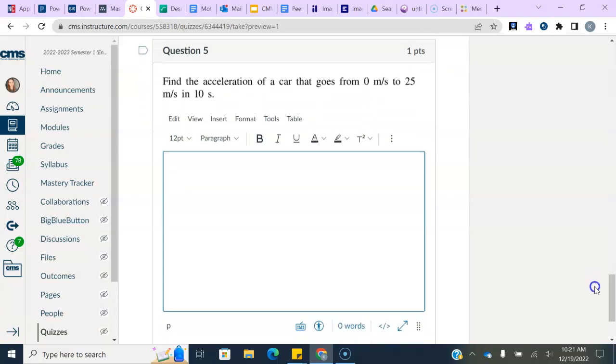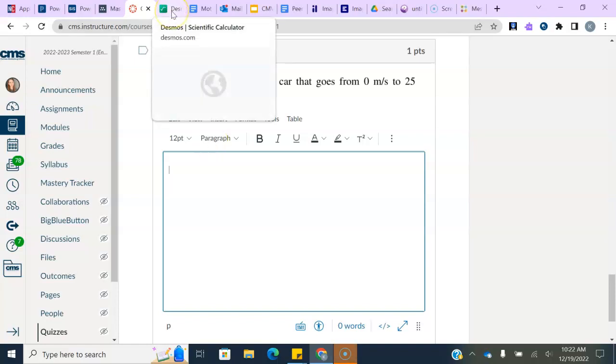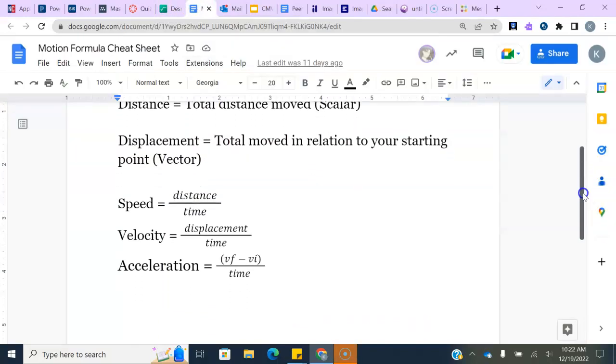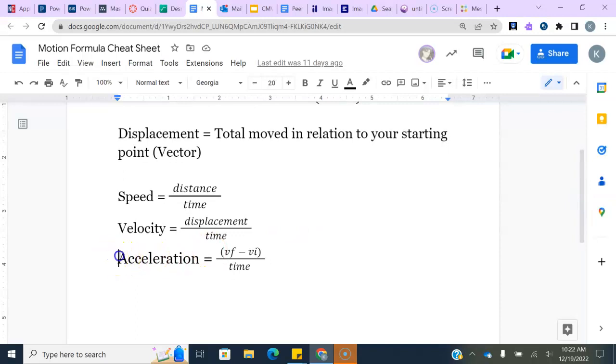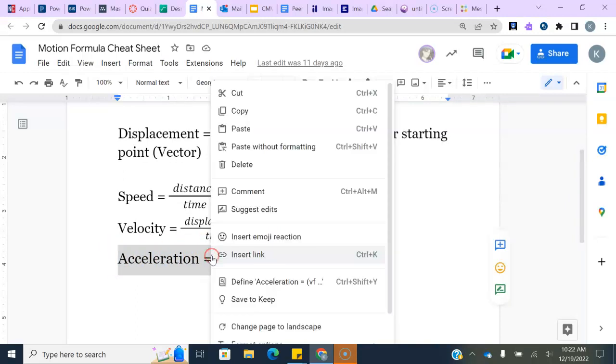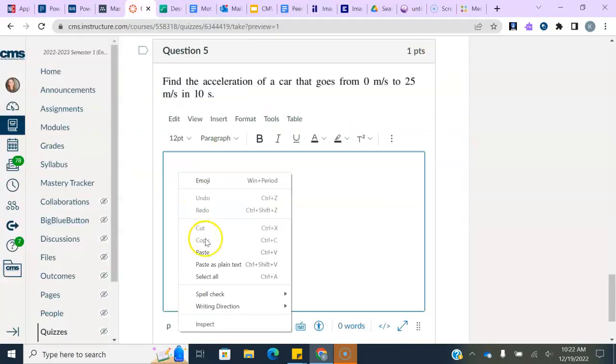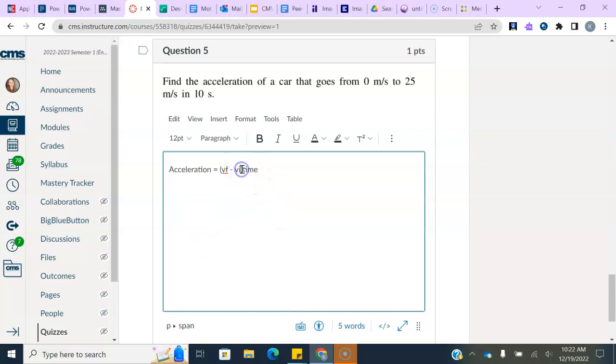All right, so let's look at question 5, because question 5 is a different equation. These are acceleration problems. It says find the acceleration of a car that goes from 0 meters per second to 25 meters per second in 10 seconds. So the first thing we need to do is use our cheat sheet to find our acceleration formula, which is right here. Acceleration is equal to VF minus VI over time. And that is final and initial velocity. That's what that VF stands for.